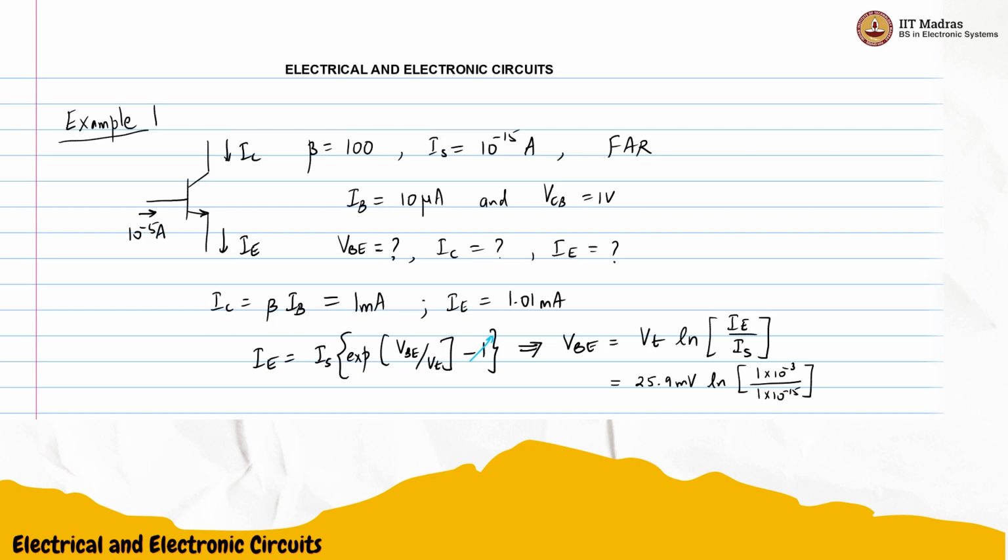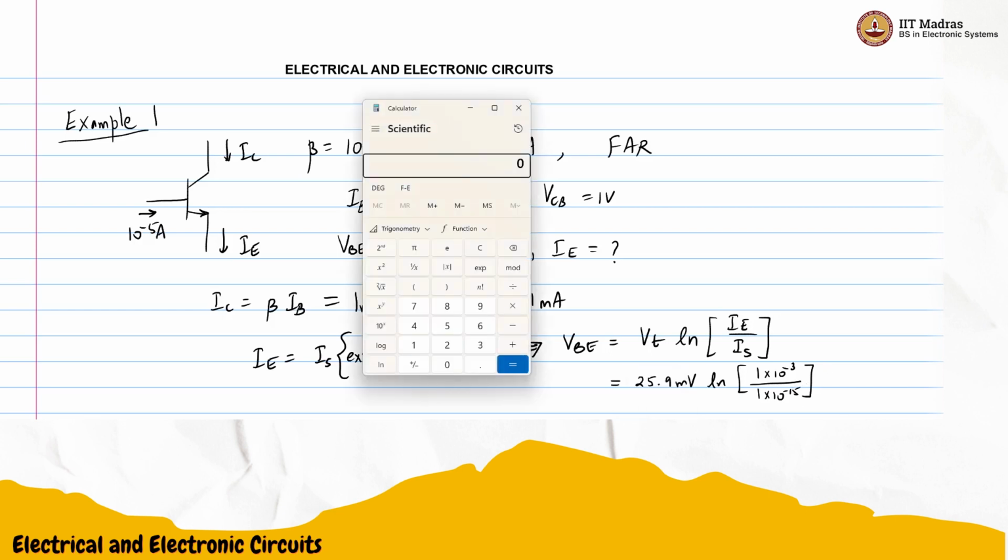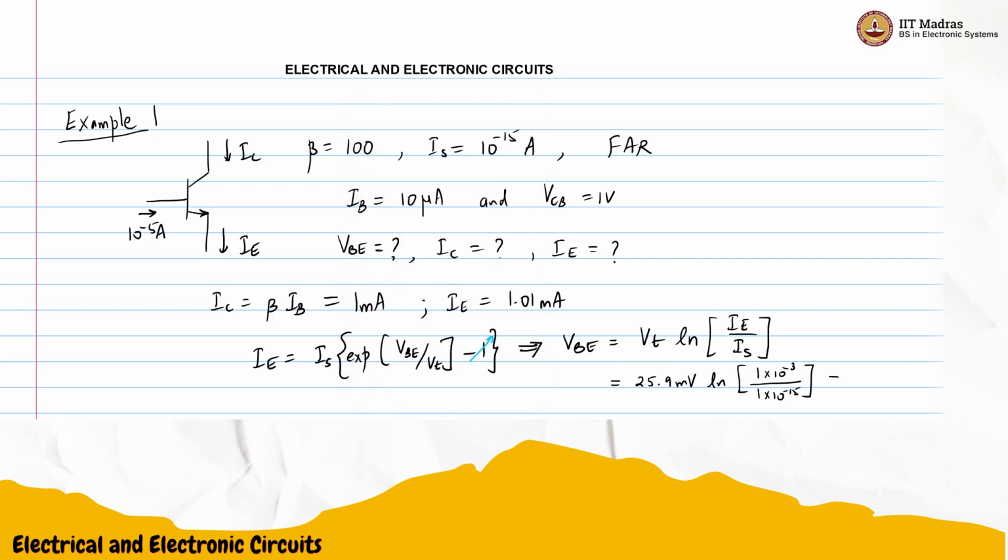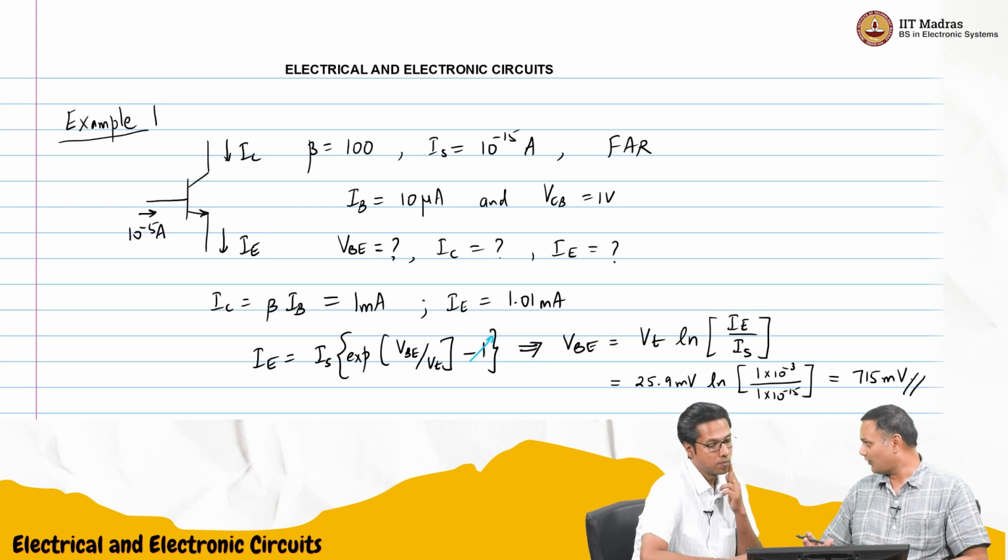Inside the natural logarithm you have 10 power plus 12. So we can evaluate this. We need to take the natural logarithm of 1 into 10 power 12, which happens to be 27.63. You multiply this by 25.9, and that gives you 715 millivolts. So this is the base emitter voltage of the NPN transistor. It looks like it is forward biased, but not very strongly forward biased.